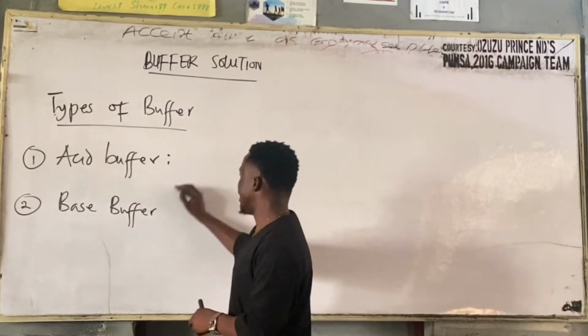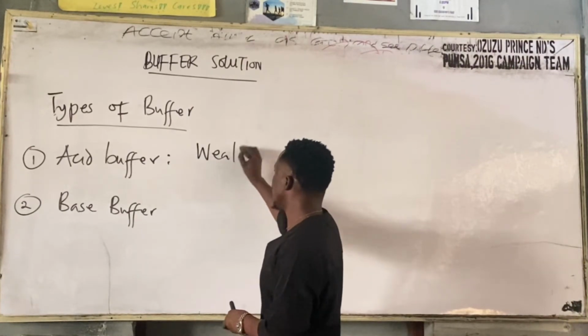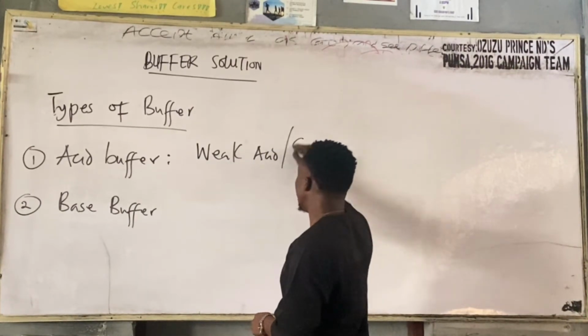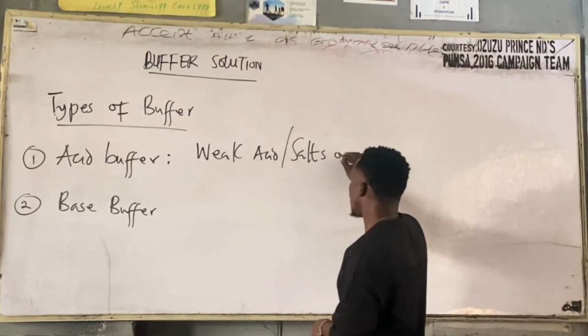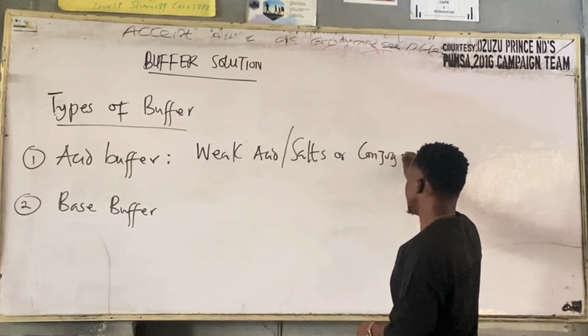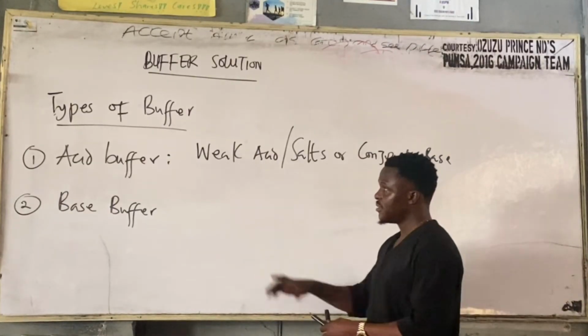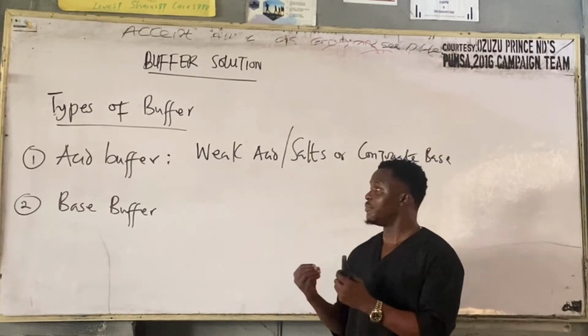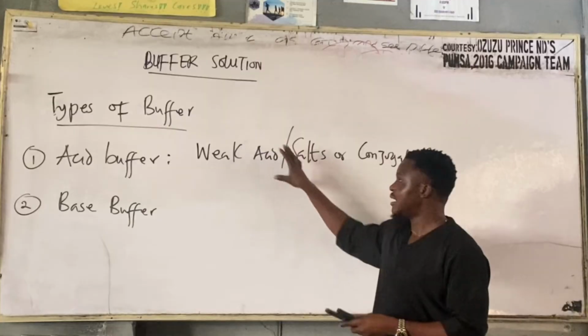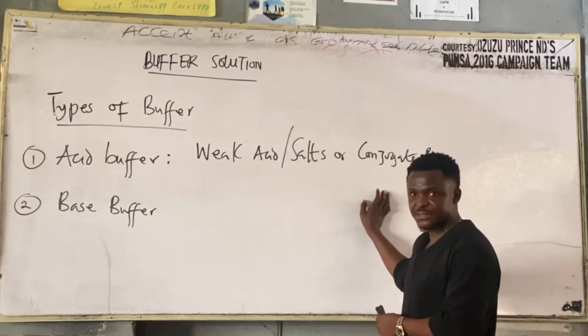It's important for us to know that a buffer is always a mixture of two things. An acid buffer is a mixture of a weak acid and a salt or conjugate base. Please take note of that. An acid buffer is actually made up of a weak acid and a salt or conjugate base.